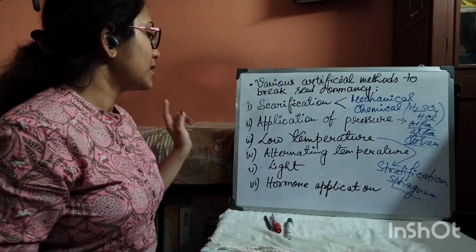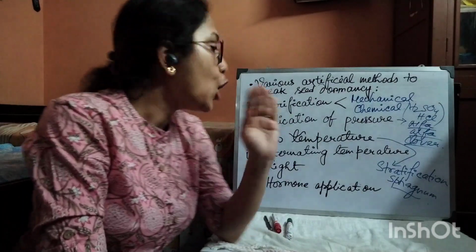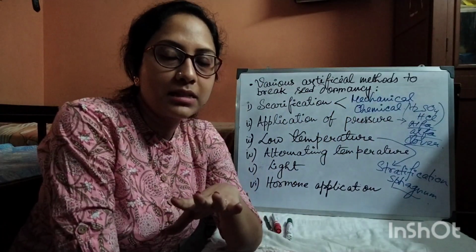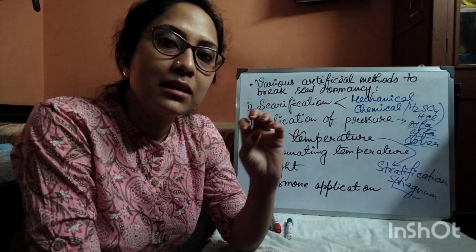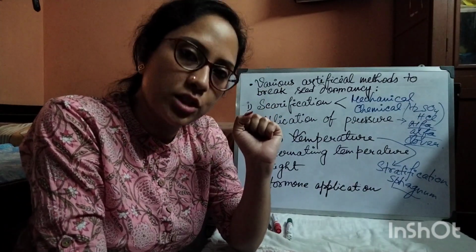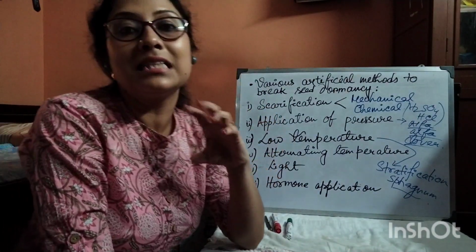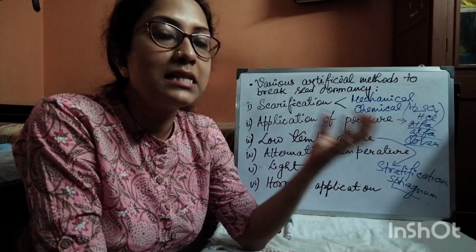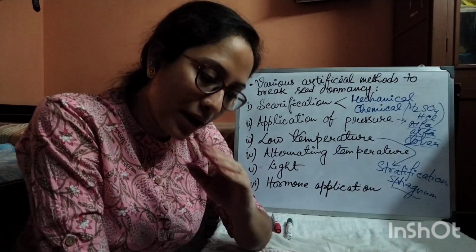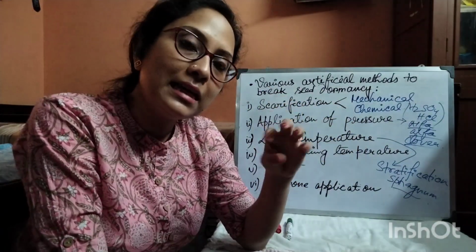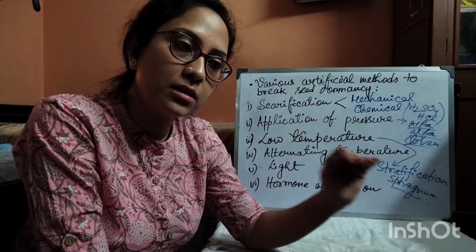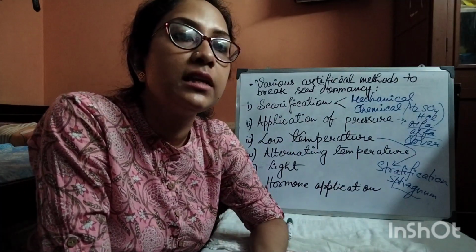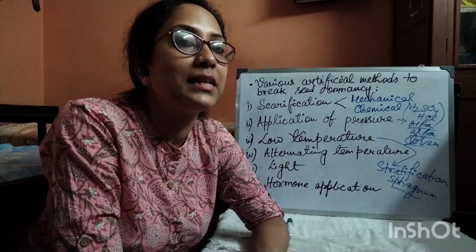Okay? Coming to the next point, alternating temperature. If we raise the temperature and lower the temperature in an alternating pattern, then the temperature difference will make the seeds germinate. The next point is light. In the case of photoblastic plants, if we apply white light and red light alternatively, then this shifting from red to white light will put a pressure on the seeds and the seeds will germinate.